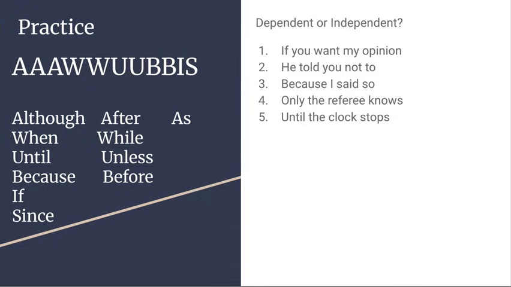Now, what I want you to try to do is highlight whether each one of these is dependent or independent. Remember, dependent starts with an AWOBIS word. I'm going to have you pause the video here and give this a shot. I want you to try it for yourself because that way you can see if you are on the right track or not. Then in a couple seconds, I'm going to reveal the answers and you can check your work.